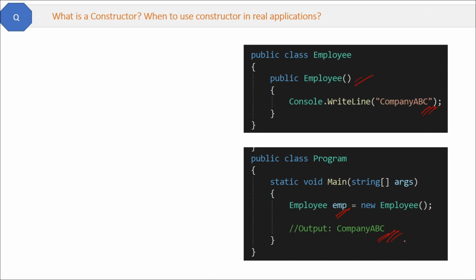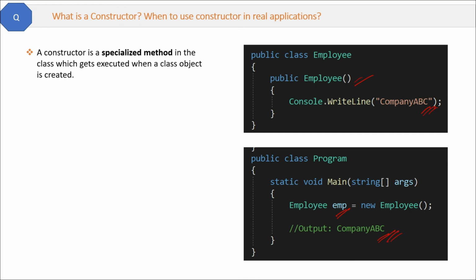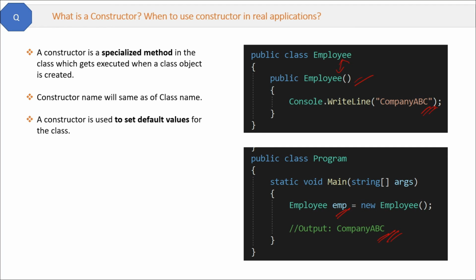The definition: a constructor is a specialized method in the class which gets executed when a class object is created. Second point is that the constructor name will be the same as the class name only. The name must be the same because if you put a different name, then the compiler will consider it some other normal method, not the constructor, okay? And the third point is that a constructor is used to set the default values for the class. These are some simple points about the constructor which you have to remember.